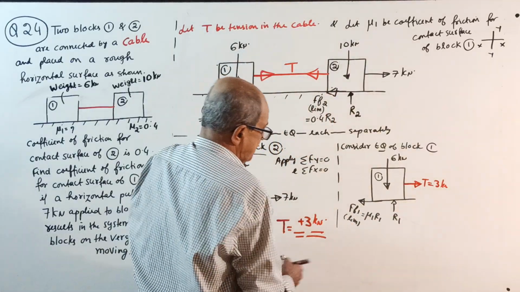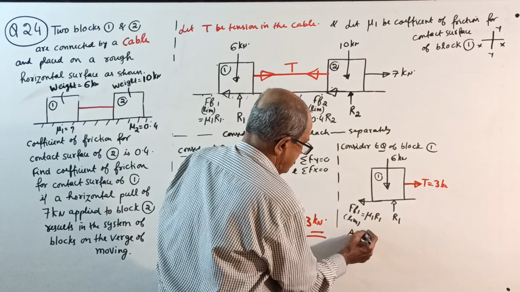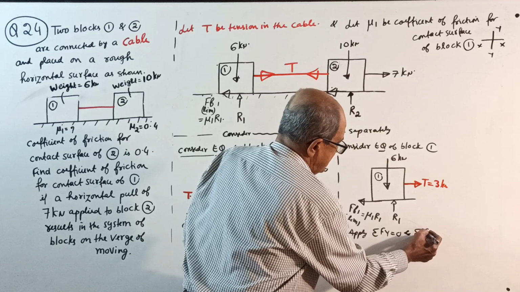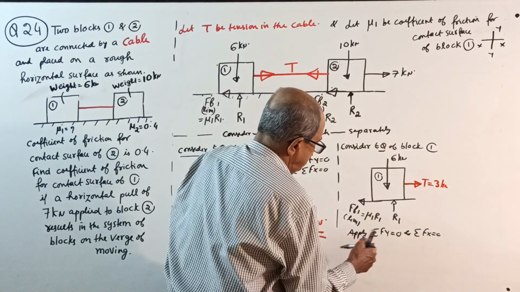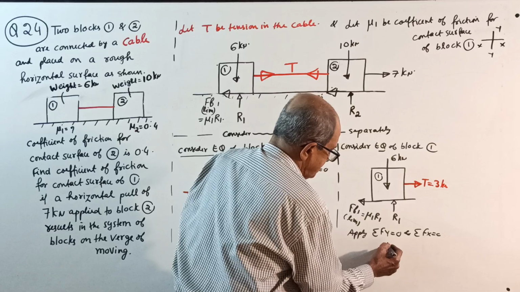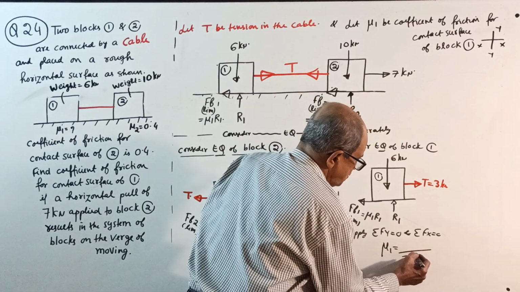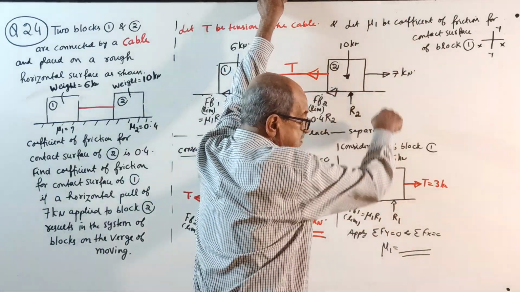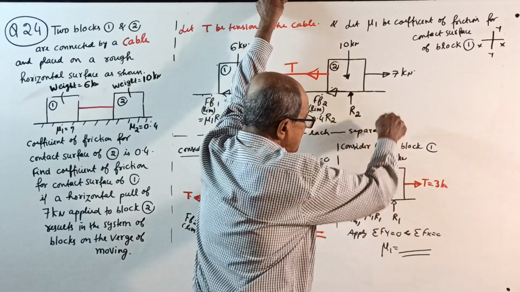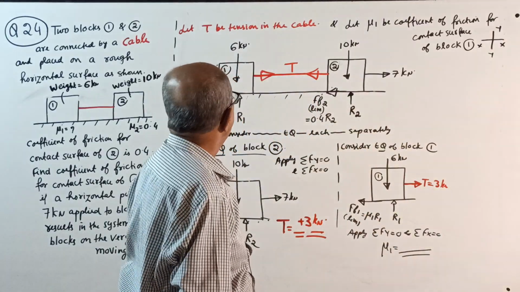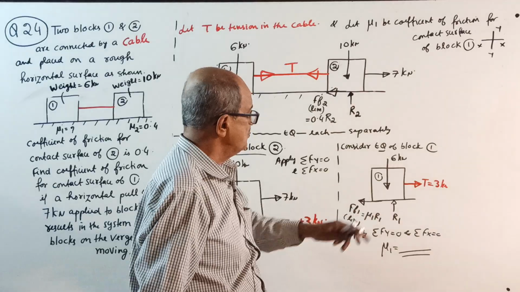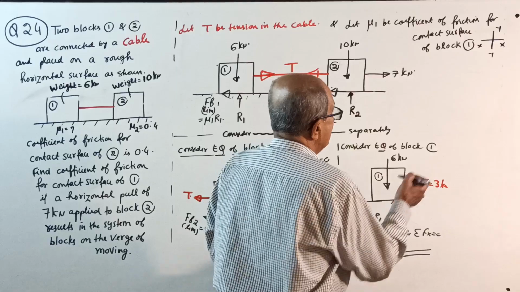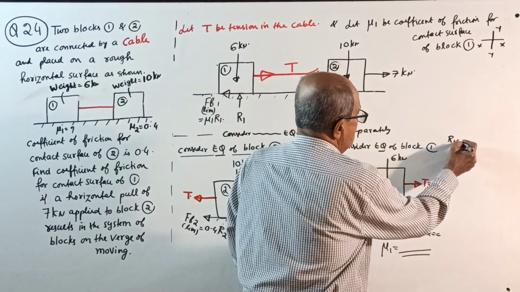Again apply sigma Fy = 0 and sigma Fx = 0. You will get the value of mu1. Exercise for you, mu1. See, I will dictate. R1, sigma Fy = 0: R1 minus 6 equal to 0. R1 will come 6 kilonewton. You should solve it.